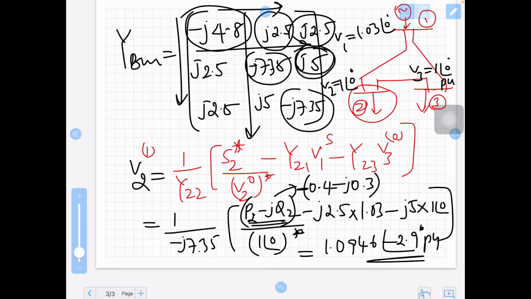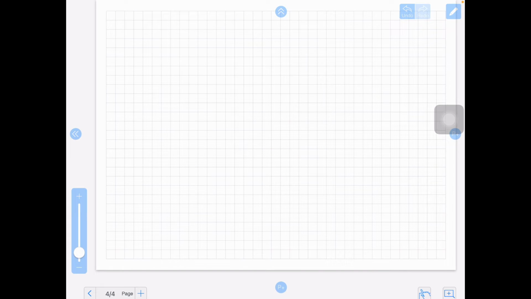1.0946 at an angle of minus 2.9 per unit. So all the values of voltages in per unit should be around 1. Similarly, one can find the voltage at the third bus.